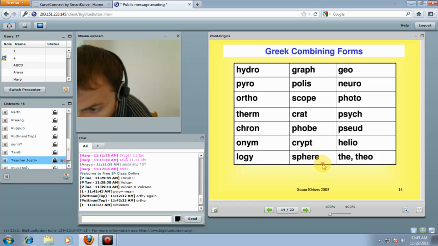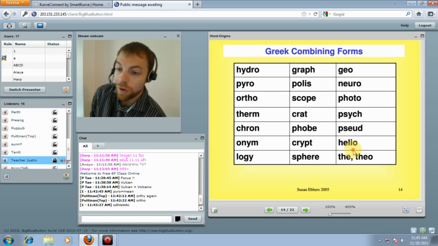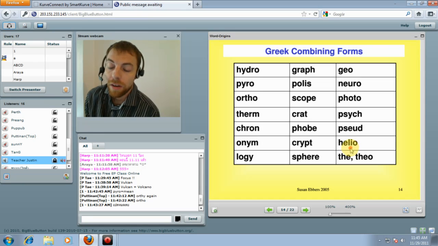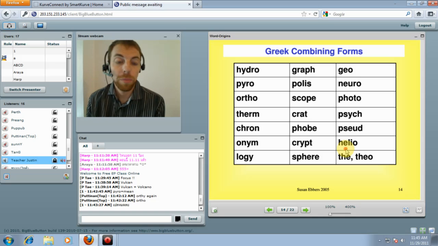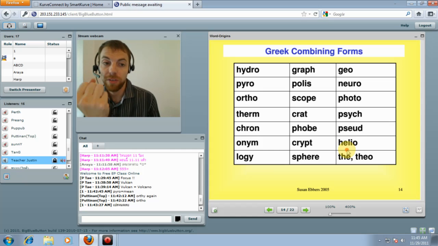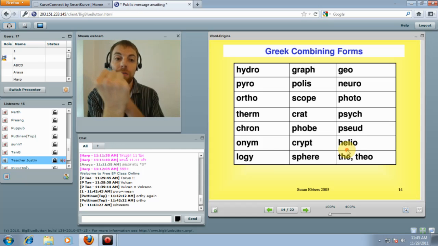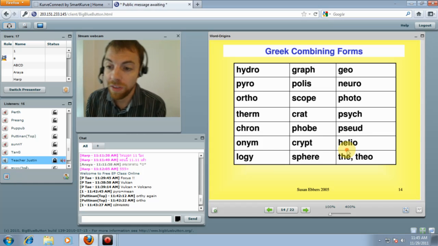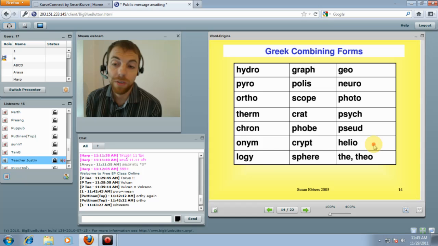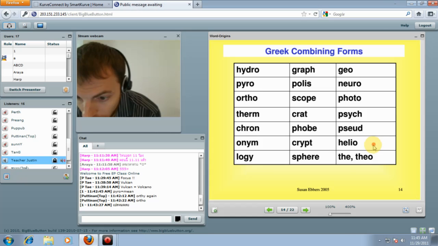Let's see some other ones here. Helio. Helio means the sun. An example of it is, well, big word, but heliocentric means our universe has the sun in the middle, and everything goes around the sun. So heliocentric means helio, sun, in the middle. Centric is also another Greek word as well.